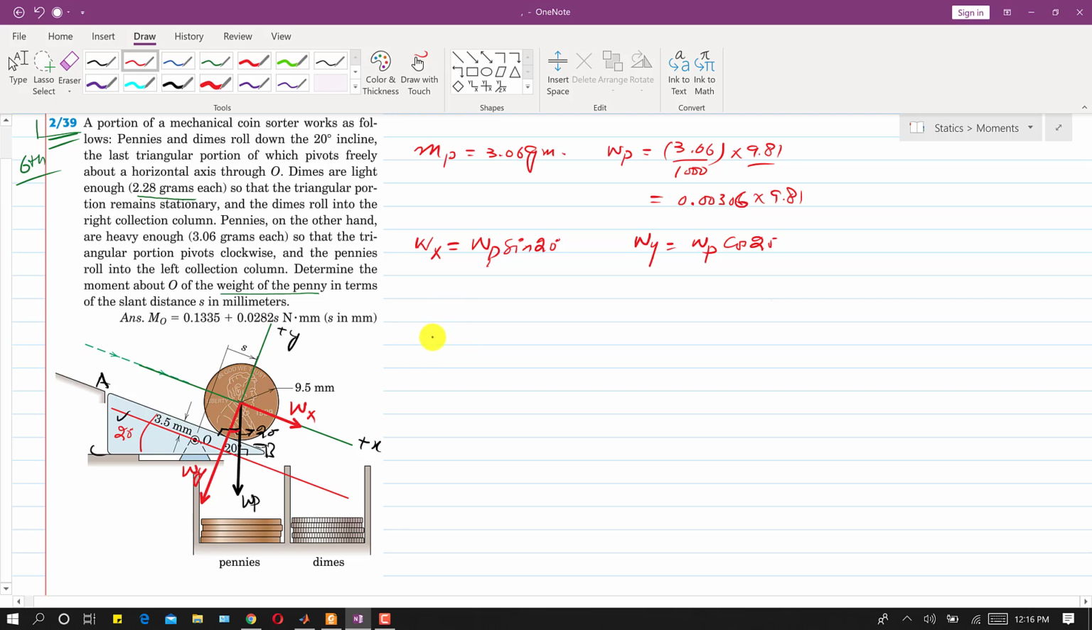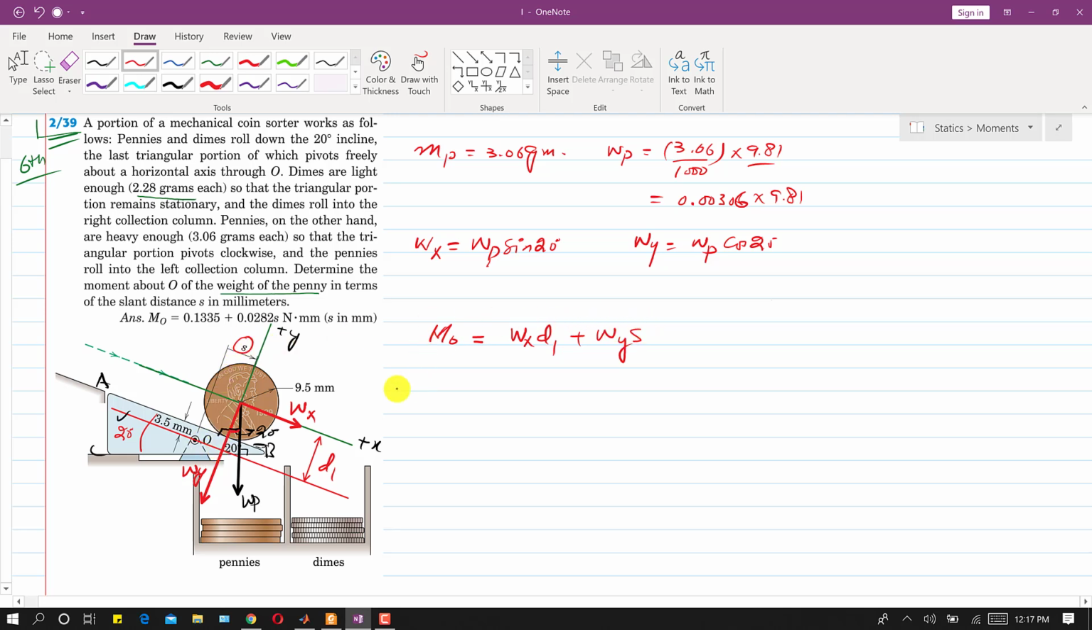So now if I write the moment about O, then if I write Wx and its perpendicular distance, let's suppose this is the perpendicular distance of Wx from O, this distance. Let's suppose this distance is d1, so I will write d1 plus Wy, and the perpendicular distance of Wy, this is the perpendicular distance which is equal to s, so I will write s.